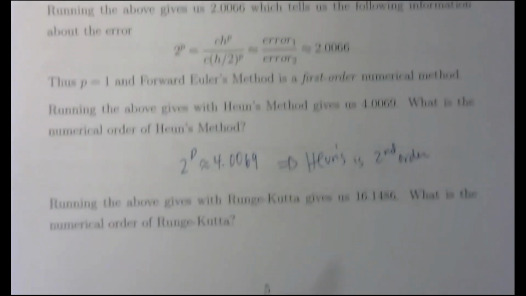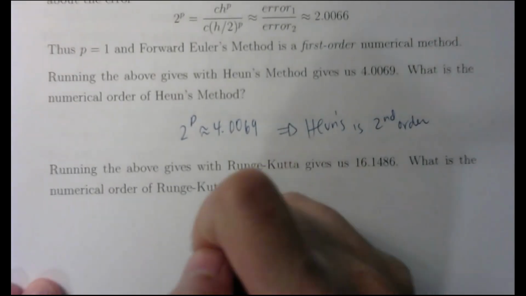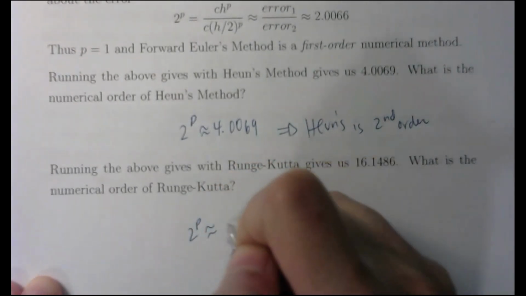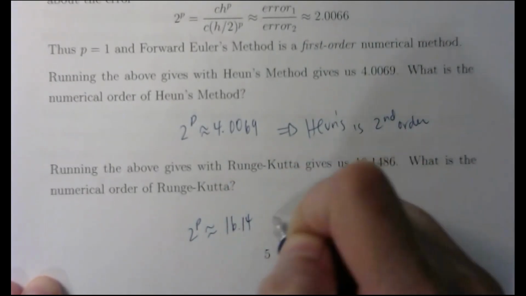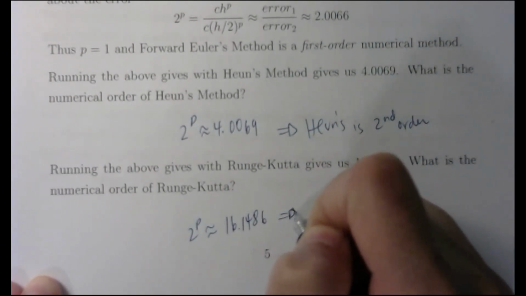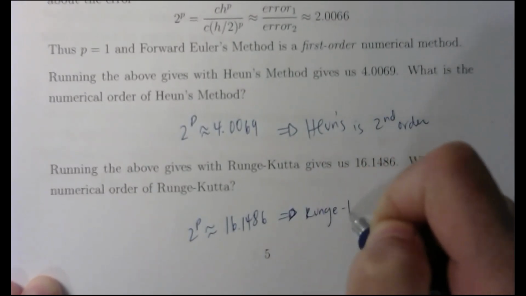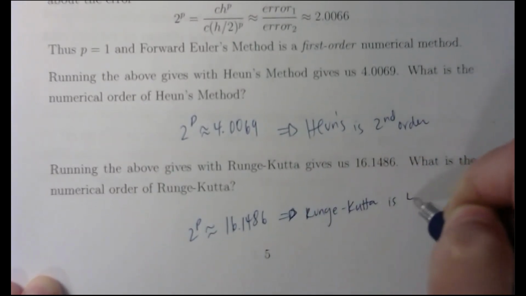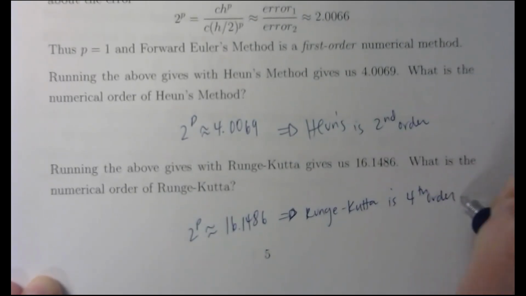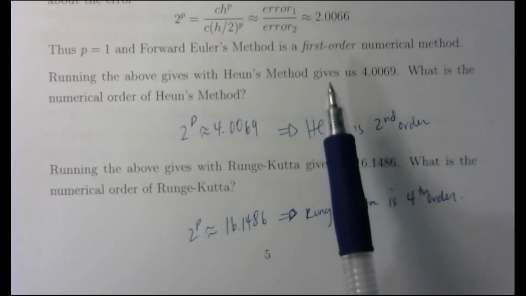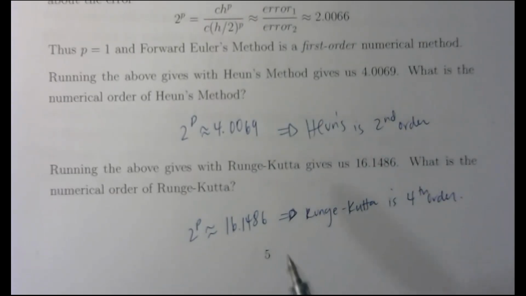If I do Runge-Kutta, I get something like 16. So 2 to the p is like 16.1486, which means that Runge-Kutta is fourth order. This goes well with what we saw last time, that for the same step size, Heun's did better than forward Euler's, but Runge-Kutta did much, much better. Okay, I hope that makes sense.